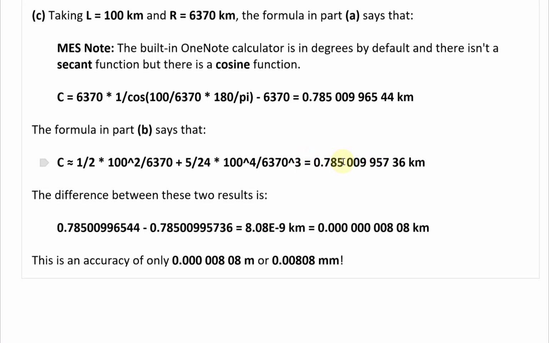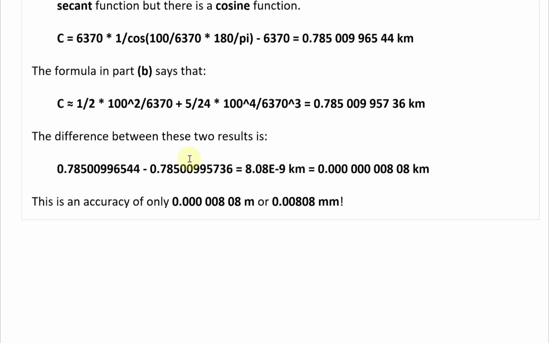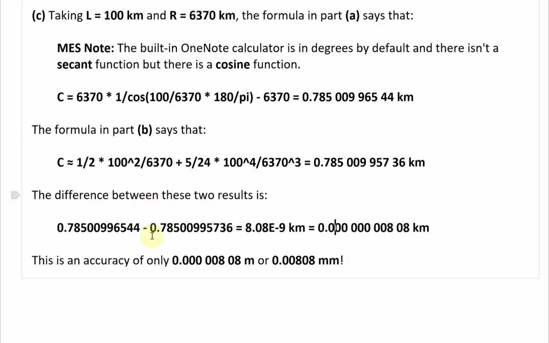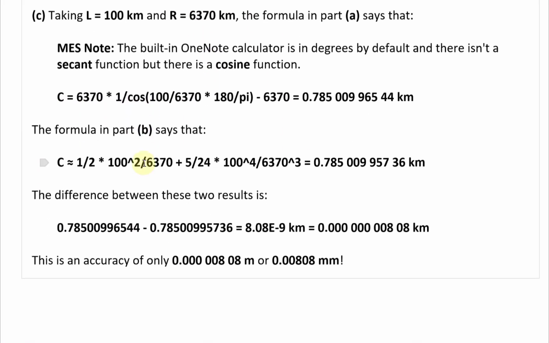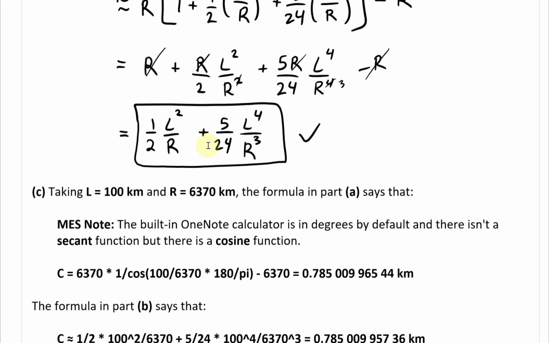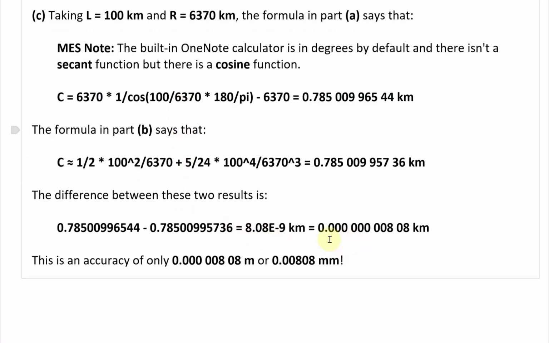But anyways, 0.785 is good enough to assume it's true. This is in kilometers, so this is an accuracy of only 0.000000808, or rather, this is meters, or 0.00808 millimeters, so 8 thousandths of a millimeter. So yeah, this is some pretty accurate stuff. Remember, that was the exact one, the secant formula, but now you could just replace that with a simple polynomial and get almost exactly the same answer.